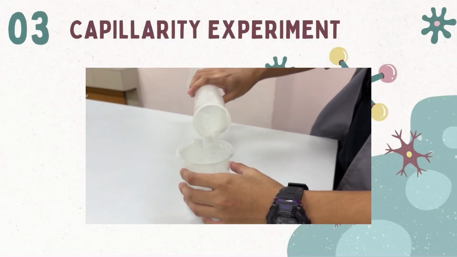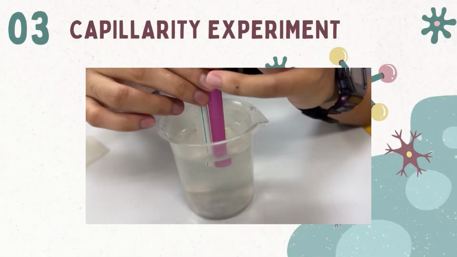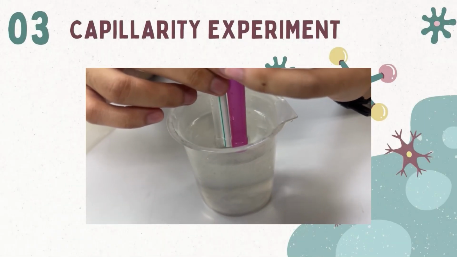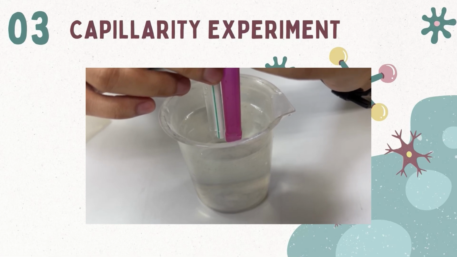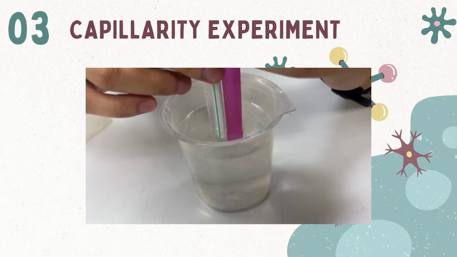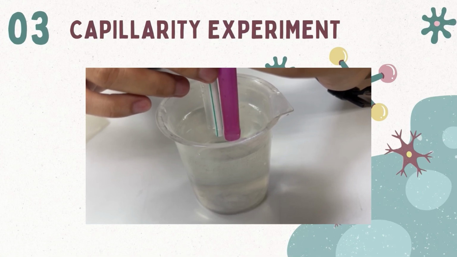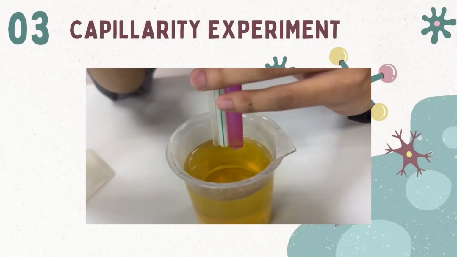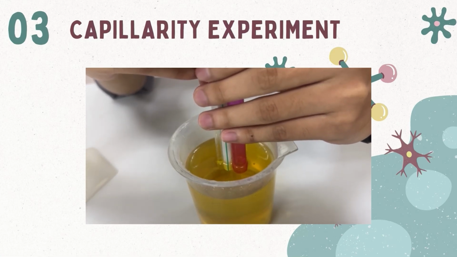First of all, fill the beaker with 250 ml of water. Then, put the 3 straws in the beaker without touching the bottom of the beaker. Maintain it for about 30 seconds. After 30 seconds, we will see that the narrower the diameter of the straw, the higher the water level. After that, we replace the water with oil and repeat the same step.